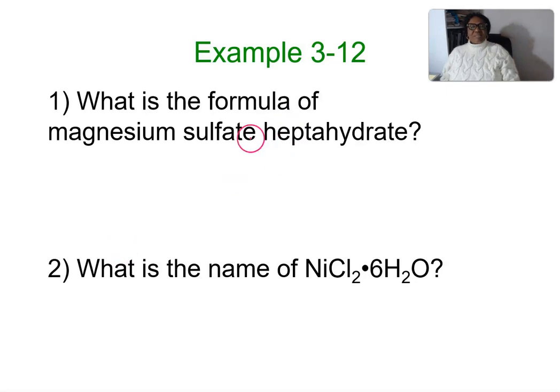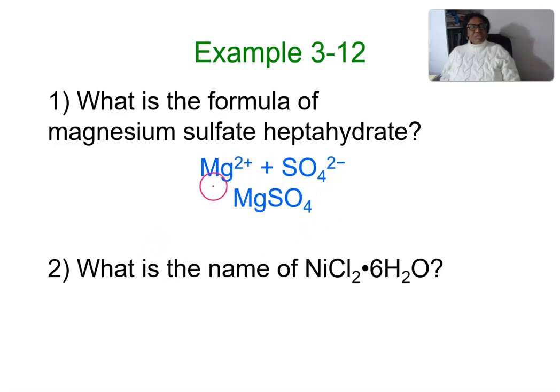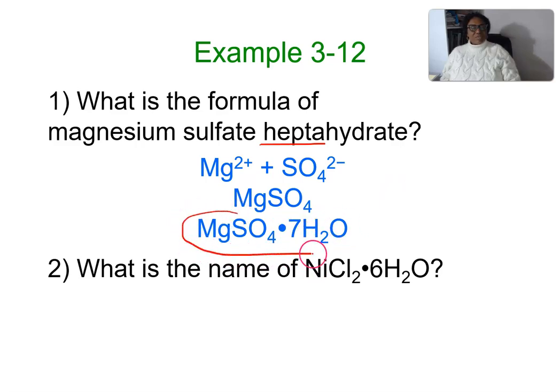Let's take an example. Write the formula of magnesium sulfate heptahydrate. We want to write the formula. So this is magnesium, the cation, this is sulfate. So this is its formula. But it has hepta, 7 water molecules. So what do you do? You put a dot, you put the 7 water molecules. So that's the formula.